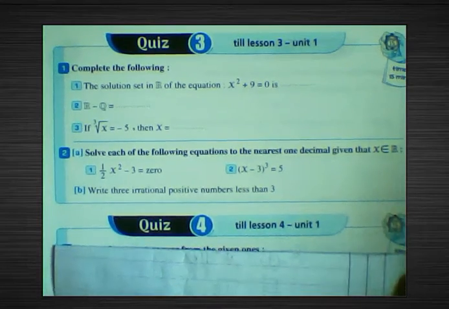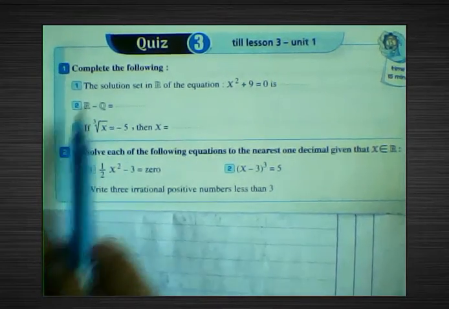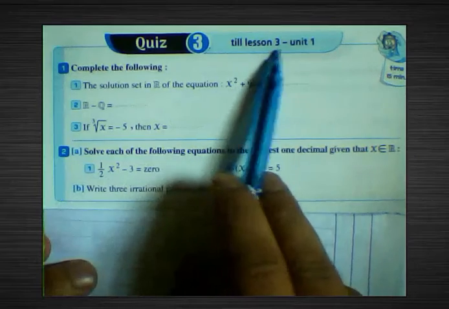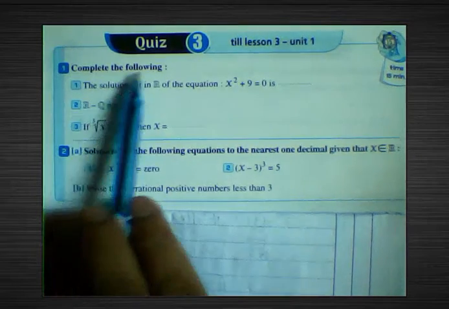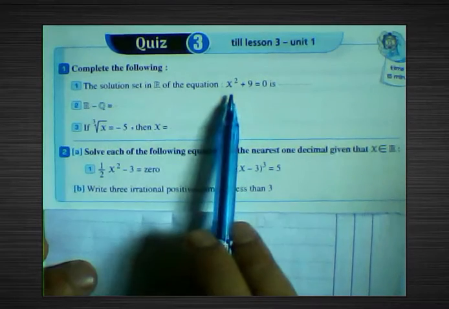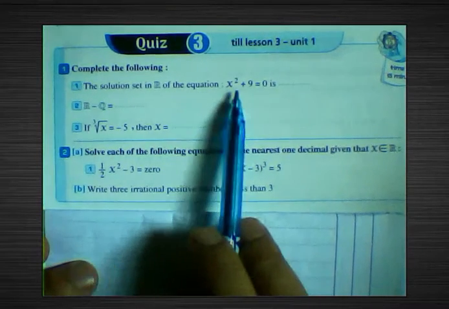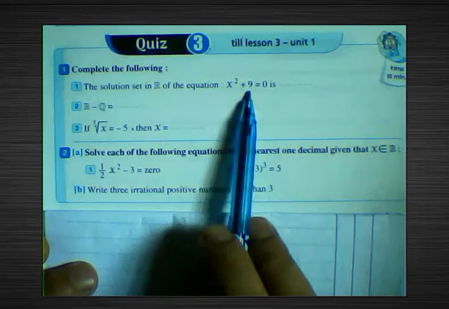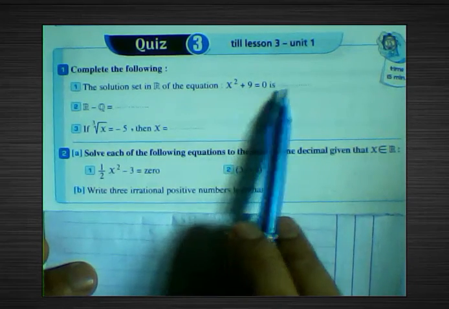Okay, look with me. Quiz 3, lesson 3, unit 1. Complete the following. Number 1: the solution set in R of the equation x power 2 plus 9 equals 0 is.